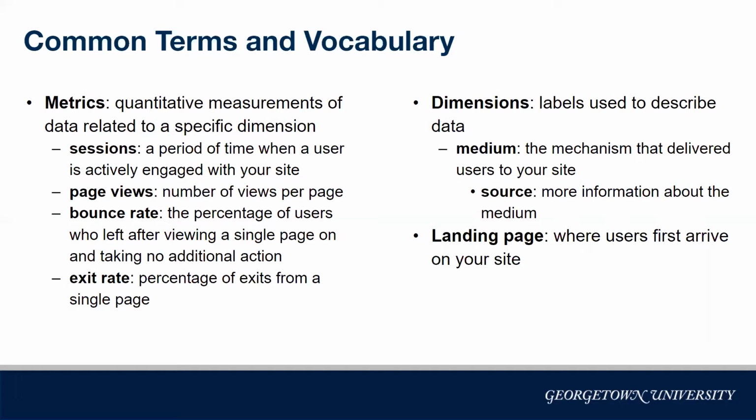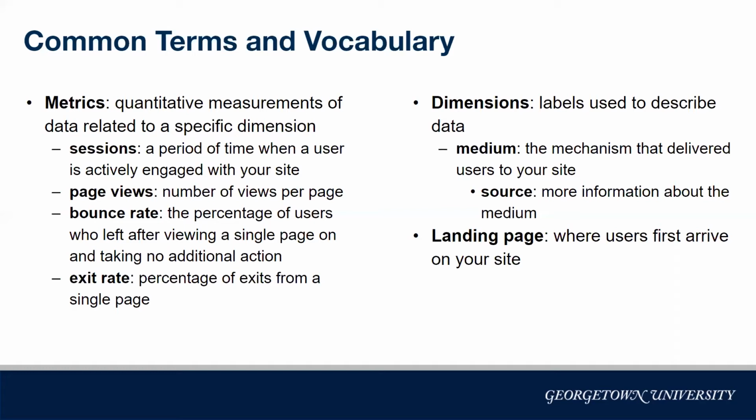Moving on now to dimension. A dimension is a label or an attribute used to describe data. And to give an example of a dimension in Google Analytics, you can look to mediums. And mediums are the mechanism that delivered your users to your site. This can be something like an organic search or a web referral. And there's also things called secondary dimensions. And these are going to give more information on the primary dimension. So for a medium, a secondary dimension would be a source.